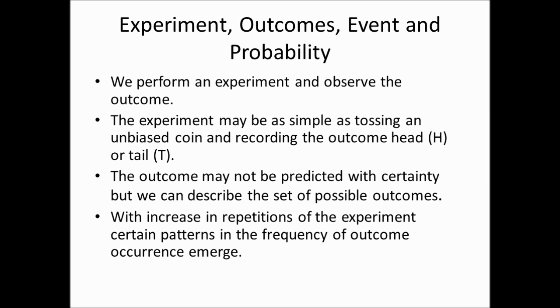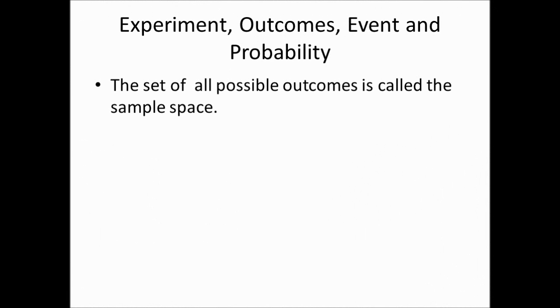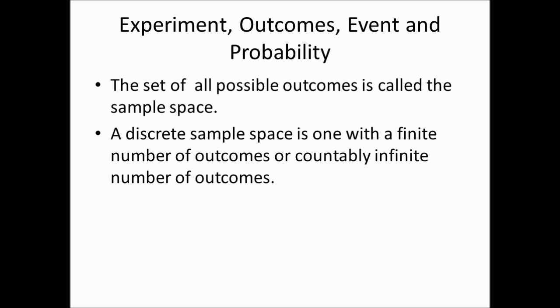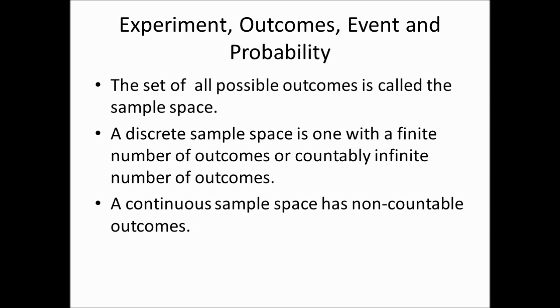With increase in repetitions of the experiment, as you perform the experiment many times, certain patterns in the frequency of outcome occurrence emerge. The set of all possible outcomes is called the sample space. We perform an experiment, we record all the outcomes, the set of all possible outcomes is called the sample space. A discrete sample space is one with a finite number of outcomes or countably infinite number of outcomes. A continuous sample space has non-countable number of outcomes. Let us look at a few examples.